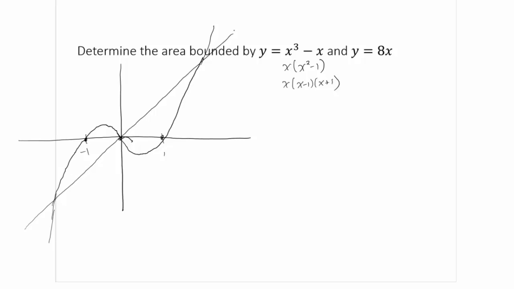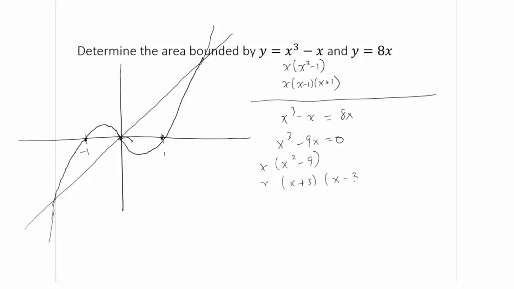All right, we need to find some points of intersection. 0 appears to be obvious, but the other ones are not as obvious. So let's solve the system of equations. Where's x cubed minus x equal to 8x? Let me subtract the 8x from both sides. X cubed minus 9x equals 0. So that's x times (x squared minus 9). So that's x times (x plus 3) times (x minus 3). All right, so that tells me that we have intersections at 0, -3, and +3.